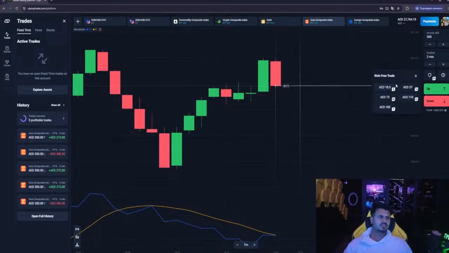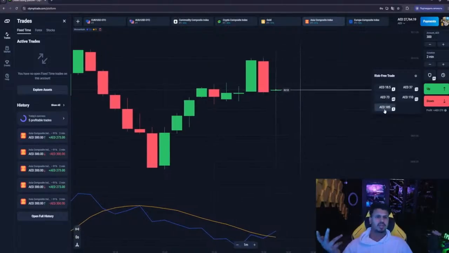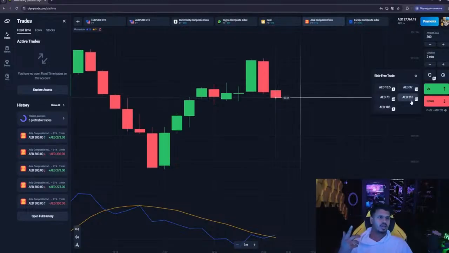As you can see, there are risk-free trades. How many risk-free trades do I have? 89. In 89 trades I have risk-free trades in which the highest amount is 185 dirham. I have it 9 times. It means 200 dirham multiplied by 9, so approximately 1800. And 73 dirham is 40 times. 18.5 dirham is 8 times. And 37 dirham is 10 times. And 110 dirham I have 22 times. It means I can make any of these trades without any losses.